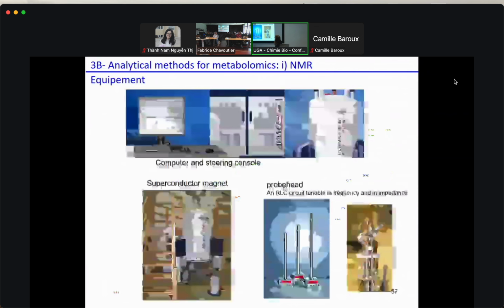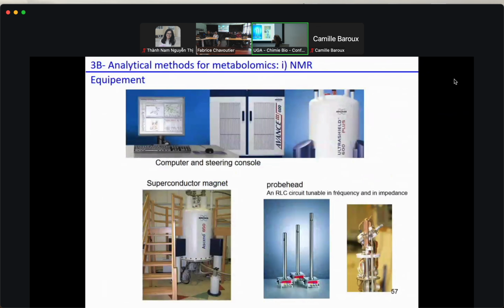Just to show you a magnet. I don't know if you have ever seen a magnet for an NMR. This is a vertical magnet, very big because people would be there. Yes, there. This is an 18 Tesla magnet.